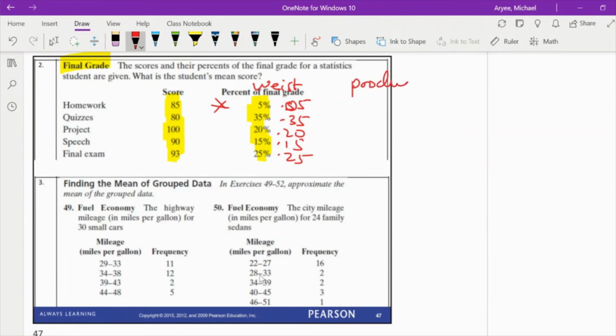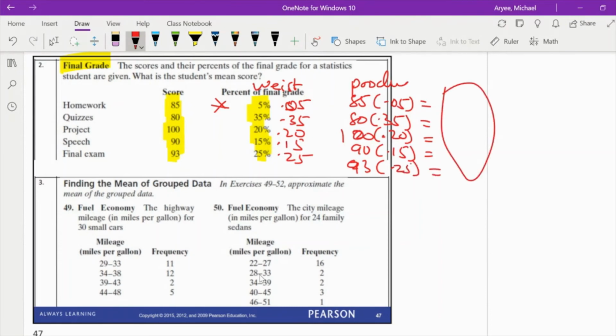So the product is 85 times 0.05, then you write the answer. Then 80 times 0.35, write the answer. Then 100 times 0.20, write the answer. Then 90 times 0.15, write the answer. Then 93 times 0.25, write the answer. So take the sum of the product and divide by the sum of the weights. That's how to find a weighted mean.